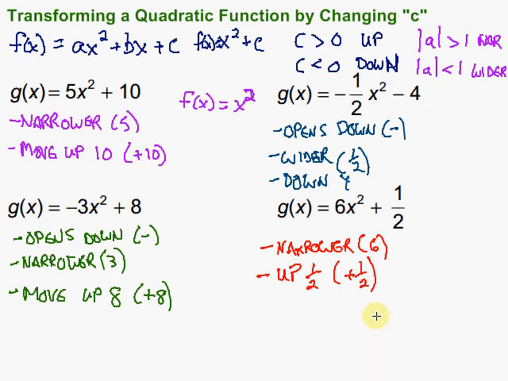Okay, so transforming a quadratic function by changing the C, and also we took a look at the A stuff here. Remember what happens is if the C value is larger than 0, then we're going to be moving that vertex up, and if the C value is less than 0, we're going to be moving it on down. Also, don't forget what happens when we change those A values. If the absolute value of A is larger than 1, the graph gets narrower, and if the absolute value is less than 1, the graph gets wider.